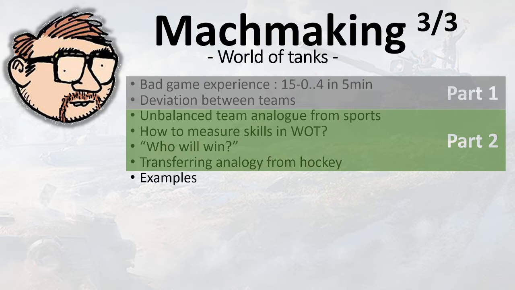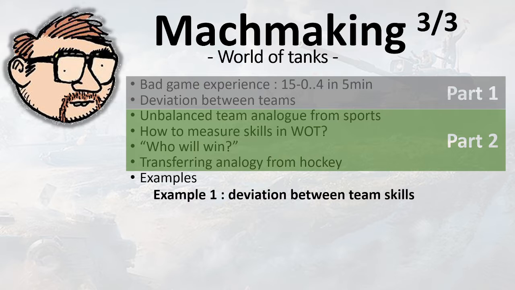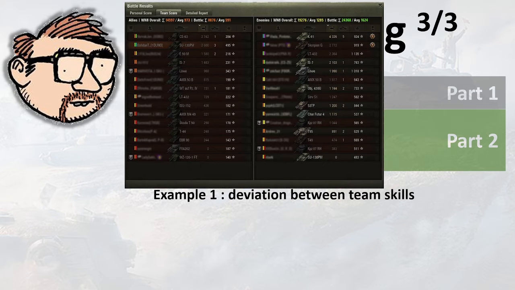Now we are watching how this whole thing comes together in the World of Tanks game, and I have a couple of examples. The first example is a deviation between skills, and we are going to go through a battle result. This is exactly the same battle result everyone else can see, but I have installed this XVM modification to my client, so I can see afterwards what the player skills are in the battle result.